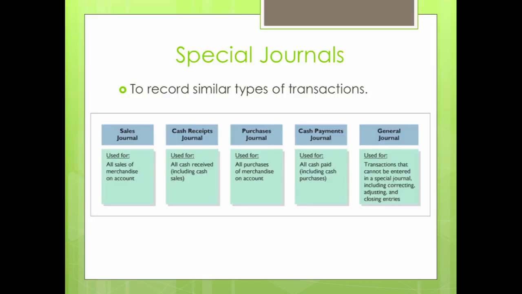So if a transaction needs to be recorded that is not one of the 4 that are identified here, then it would be recorded under the general journal. Okay? As usual, as you had learned before.